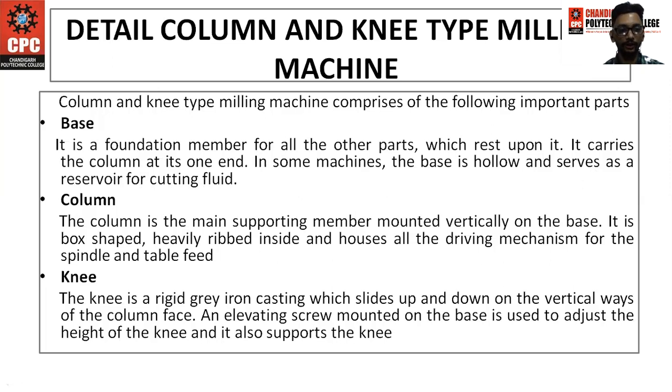Second is the column. The column is the main supporting member mounted vertically on the base. It is box shaped, heavily ribbed inside and houses all the driving mechanism for the spindle and table feed. Third, knee. The knee is a rigid gray iron casting which slides up and down on the vertical ways of the column face. An elevating screw mounted on the base is used to adjust the height of the knee, and it also supports the knee.